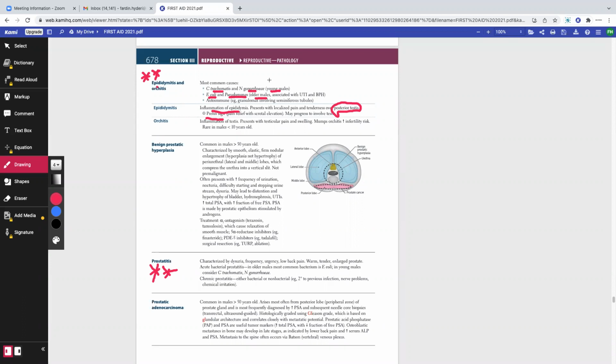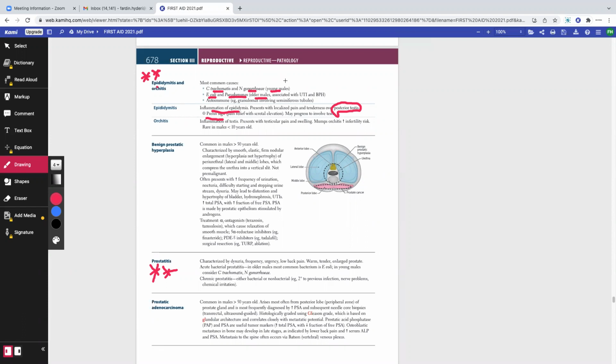Now, let me tell you why. When the epididymis is swollen and it's inflamed, isn't there a possibility that the surrounding nerves are getting irritated with all the swelling? Yes or no? Fast answers, please. The answer is yes. If the posterior testis is swollen, the epididymis is also swollen, then the surrounding nerves get irritated. And when they get irritated, you experience more pain.